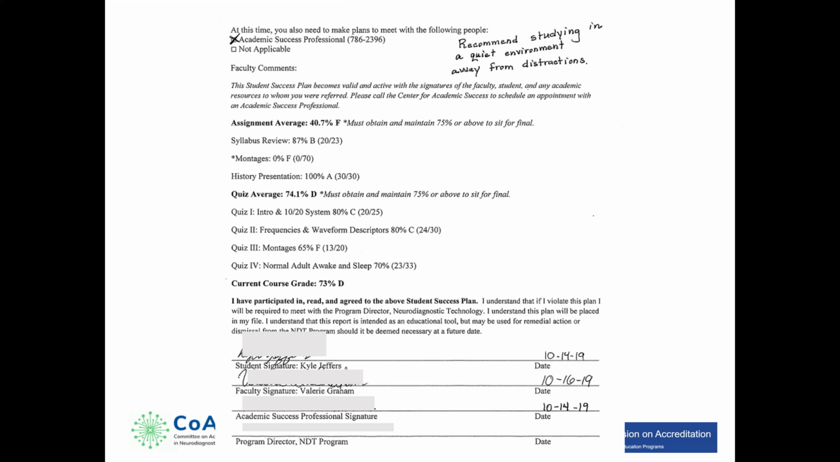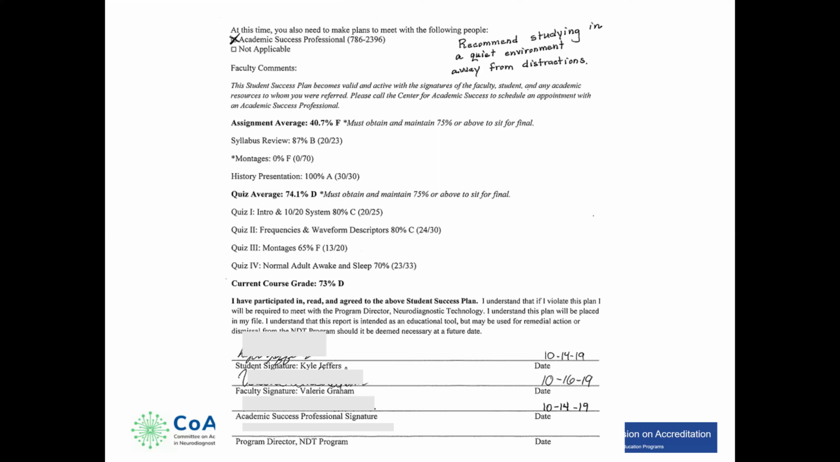Other times we might have them meet with the math skills lab. We'll just kind of add that in. The faculty comments, this is where the faculty need to be fairly detailed because we need the academic success professional to also have an idea what's going on, because the student has to take this form with them. And just so you can see where the student is just not really completing their quizzes.